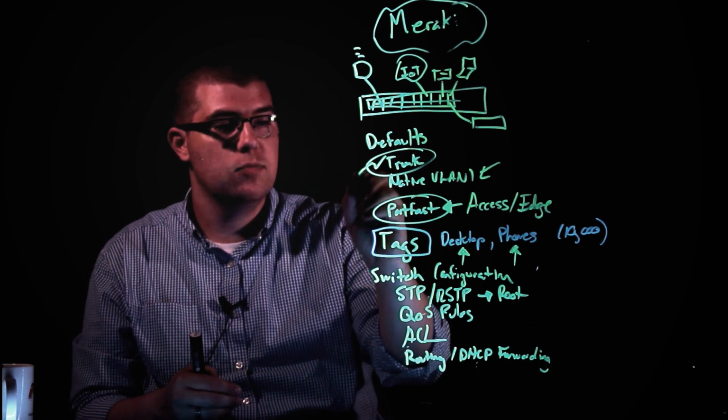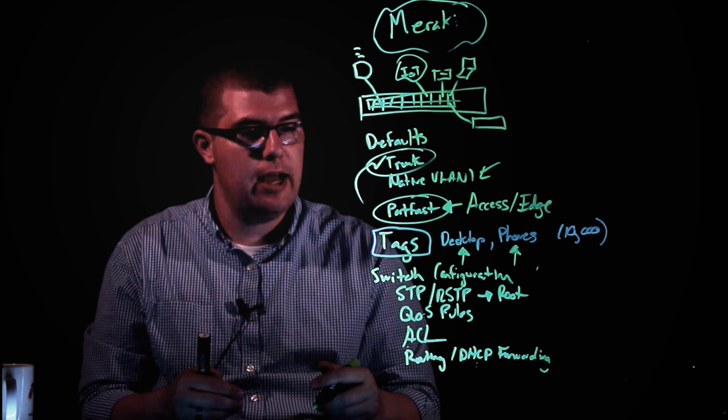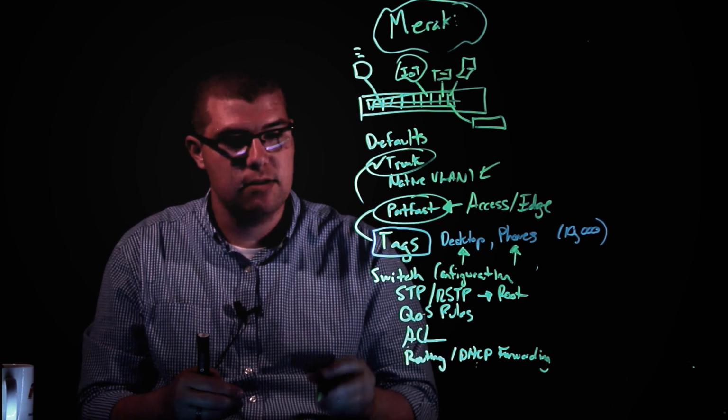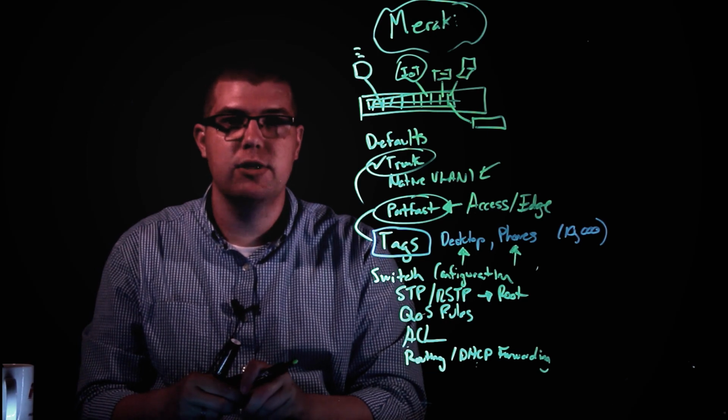So remember, turn your trunks into access ports and apply these tags, and then you'll have an operational network.